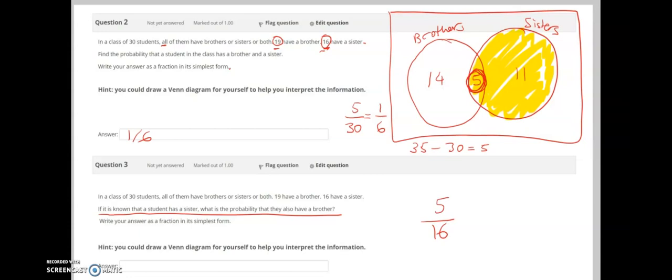Can we simplify this further? No, we can't. So we'll write this as 5 over 16.